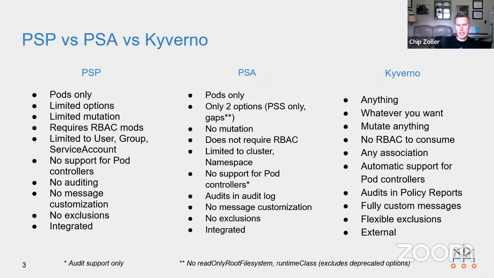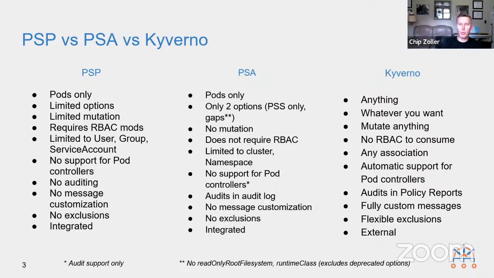No message customization. Probably not the hugest deal, but you get what you get as far as a message is concerned with PSPs. You also get what you get with PSA. The problem that we typically hear with this is, well, in a large environment, we've got a lot of different teams using this. To whom does somebody need to go and speak to understand either what to do, although that's made pretty simple with Kyverno, or who do we need to talk to get more information about this?